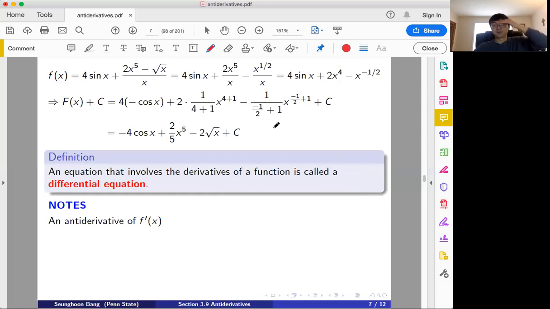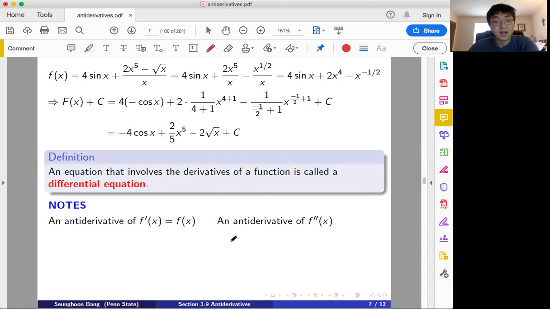So what is the answer? What's the antiderivative of f prime of x? So what do you think? F of x? You're right. Yeah, thanks. Here, f of x prime is exactly f prime of x. The antiderivative of f prime of x is f of x. Yes, just f of x. So like this. So what is the antiderivative of a second derivative?